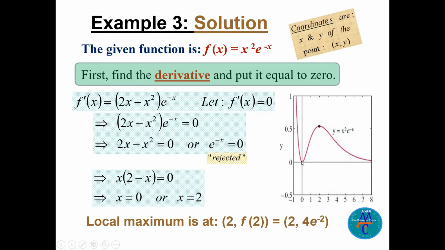So here we have min or max at 0. Also, we have min or max at 2. We need the point in the first quadrant, so this is the point, x equals 2. So the local maximum is at 2. This is the x value. And then y will be f of 2. So I put 2 in the function here, 2 squared e to the power minus 2. So the point will be (2, 4 times e to the power minus 2). These are the coordinates.